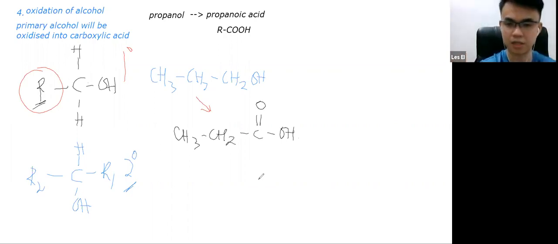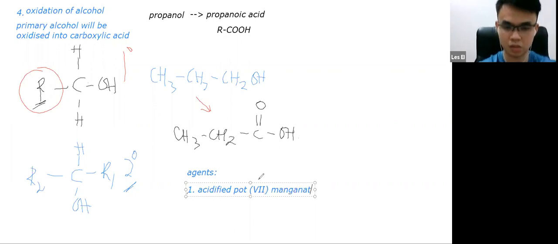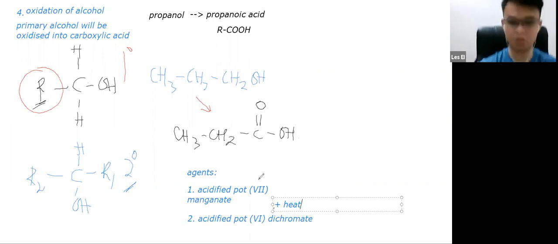What are the oxidizing agents? Acidified potassium manganate(VII) or acidified potassium dichromate(VI). And it will be better if you heat it up also. Any students have questions until here?